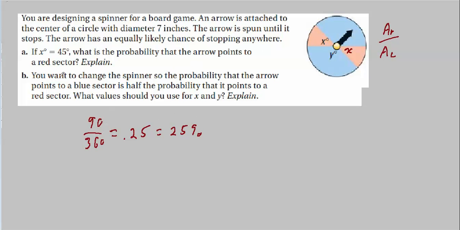You want to change the spinner so the probability that the arrow points to the blue sector is half the probability that it points to the red sector. Okay. Well, that means we can just write out exactly what it is they're saying, that a sub y over the total area, I'll just write it as a. The blue sector is the y degrees here. This is y and this is y.